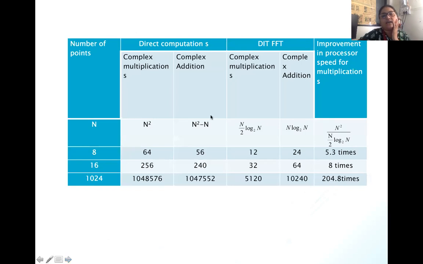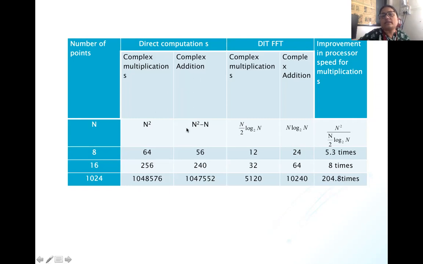So here the chart has been given in order to understand direct computation and DIT FFT algorithm computations. If I am using direct computation, here we have considered the case of 8-point DFT, 16-point DFT, and 1024-point DFT. In that case, I will have to perform n square multiplications. So 64 multiplications, 256, and this many. This number is very big. So these many multiplications we have to perform.